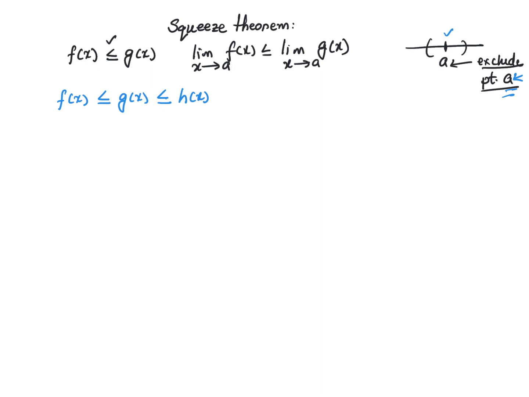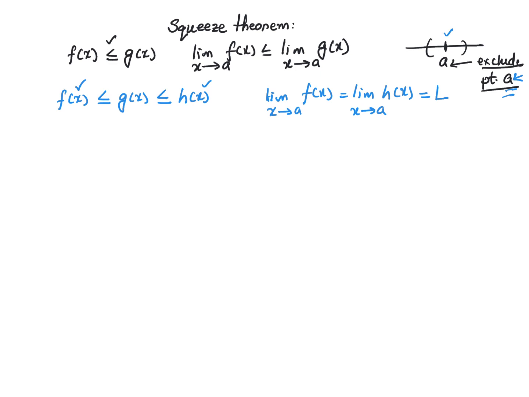Now, if that is the case, this is what happens. Limit as x approaches A of f of x is equal to limit as x approaches A of h of x. So we are sandwiching g of x in between. If both of these limits exist, let's say that value is L.